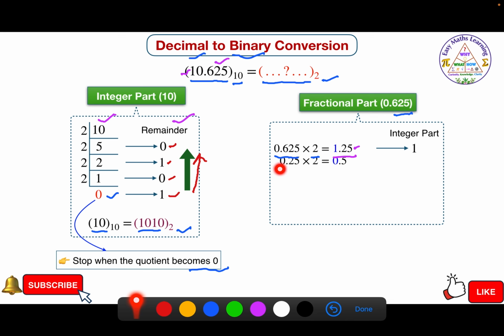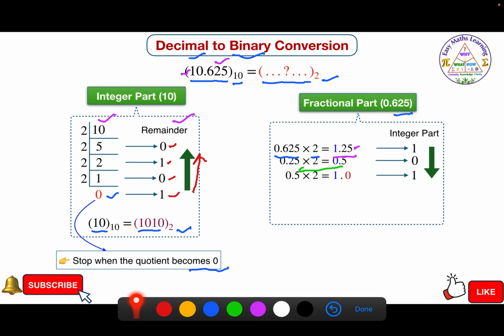We again multiply this fractional part by 2 and we are getting 0.5, and in 0.5 integer part is 0, so we record this integer part here, it is 0. Now in 0.5 fractional part is 0.5. Okay, we take fractional part from here and we multiply by 2, we are getting 1.0. So in 1.0 integer part is 1, and now fractional part becomes 0.